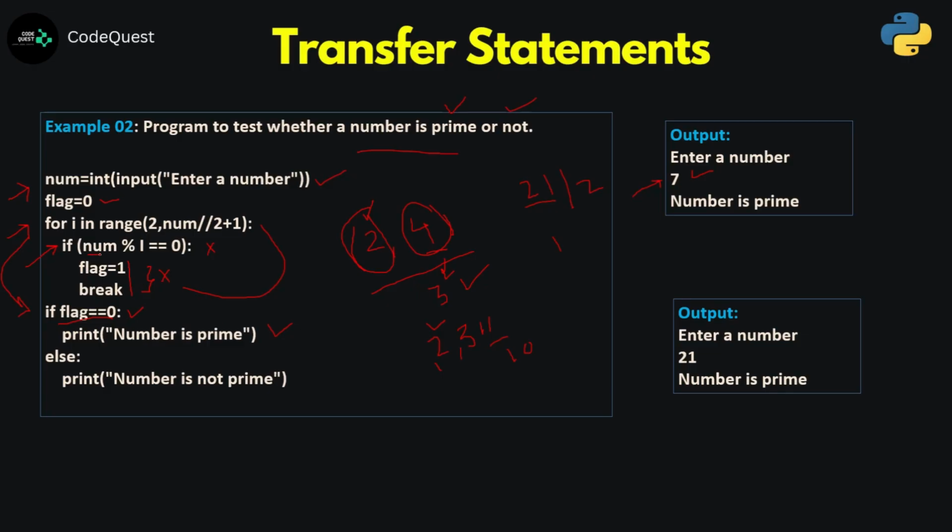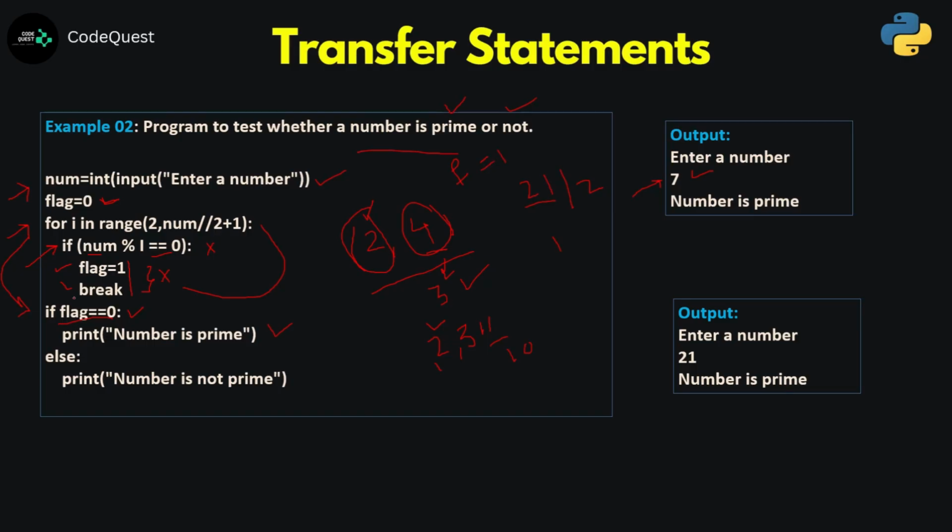Now when I check 21 % 3, so 21 when divided by 3, the remainder is 0. So 0 equal to 0, this condition is satisfied. And because this condition is satisfied, these two statements will execute. As a result, what is the first line? Flag becomes 1. Flag was earlier 0. Now the flag has been updated to 1.